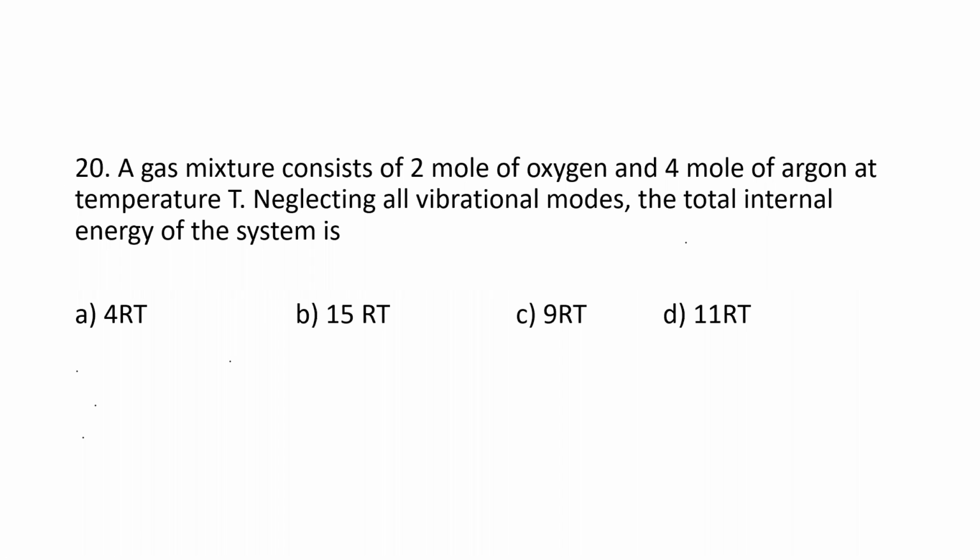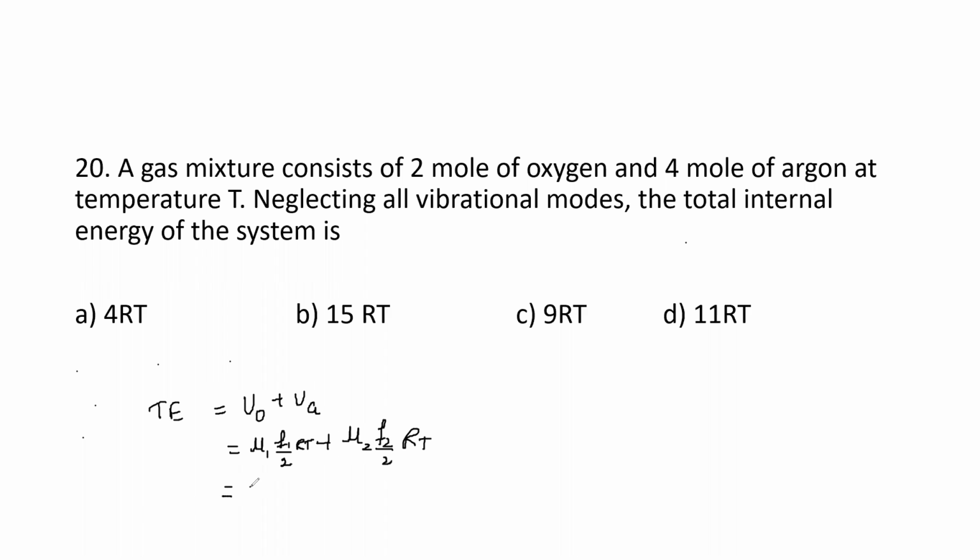A gas mixture consists of 2 moles of oxygen and 4 moles of argon at temperature T. Neglecting all vibrational modes, the total internal energy of the system is. We need to calculate the total internal energy of the system. We have a mixture of gas, 2 moles of oxygen and 4 moles of argon. The total energy is U of oxygen plus U of argon, and the equation is mu1 F1 by 2 into RT for oxygen, and for argon it is the same, mu2 F2 by 2 into RT.